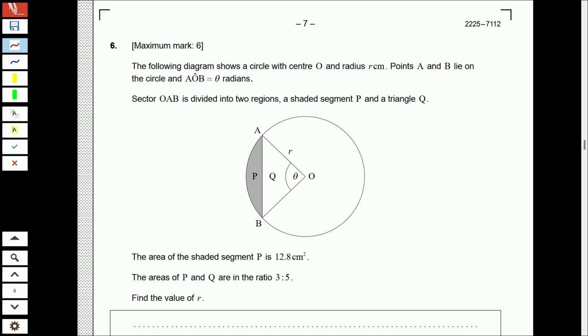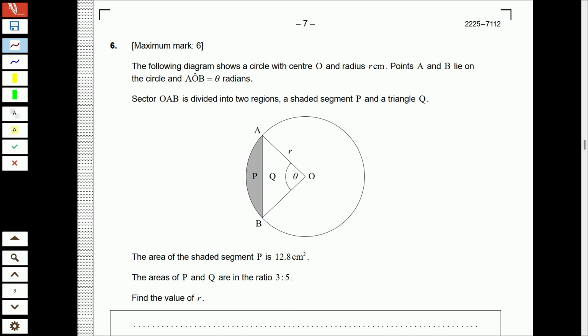Question 6. The following diagram shows a circle with center O and radius R. Points A and B lie on the circle and the angle AOB equals theta radians. Sector OAB is divided into two regions, a shaded segment P and a triangle Q. The area of the shaded segment P is 12.8 centimeters squared. The areas of P and Q are in the ratio 3 to 5. Find the value of R.